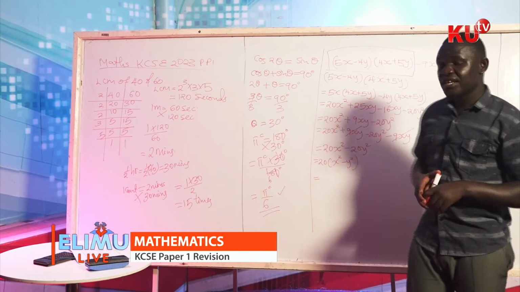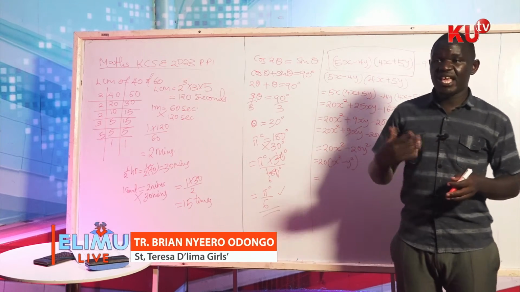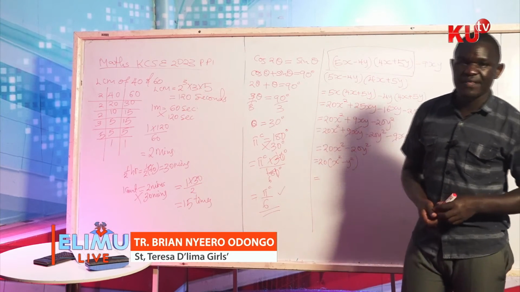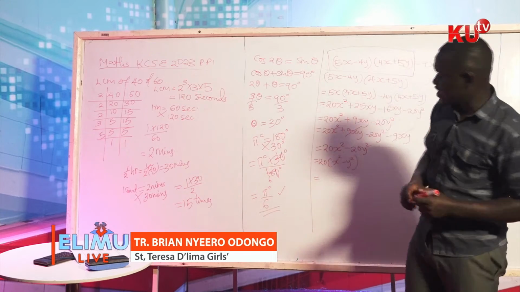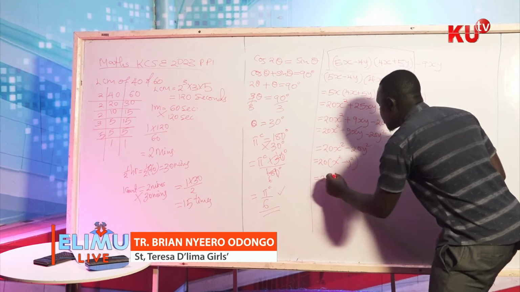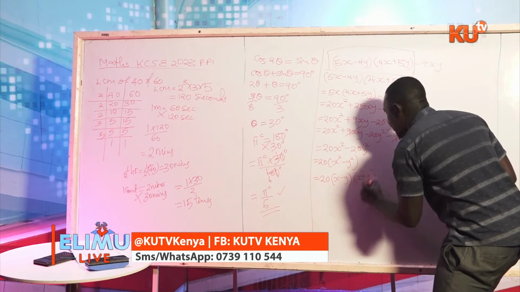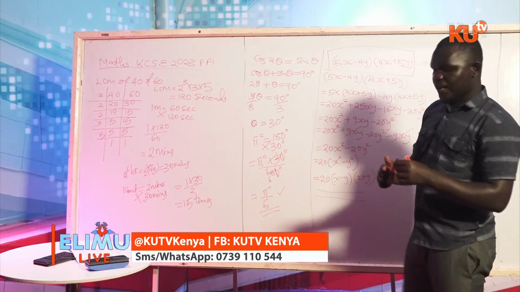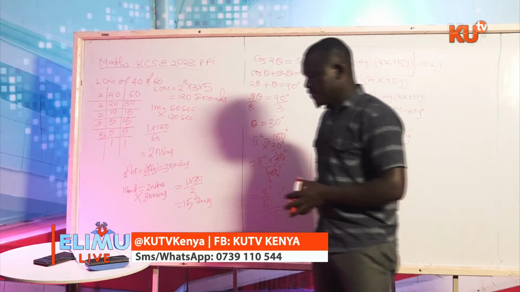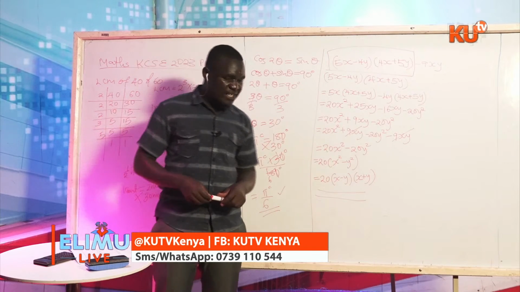Remember that when you talk about a difference of two squares, a squared minus b squared is like a minus b, a plus b when you expand it. So this difference of two squares that is inside the brackets, we can expand it such that our final answer becomes 20 into x minus y, x plus y. Up to that point you would have answered that question the way it is expected.